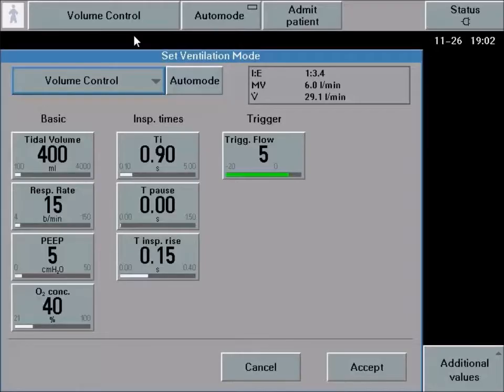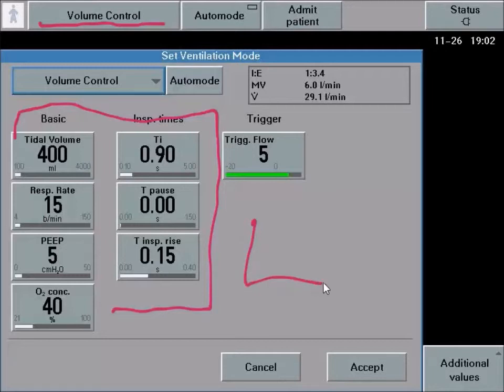My second example of a mode that uses a dual targeting scheme is the volume control mode on the Servo-i ventilator. If we look at the settings down here, there is nothing to indicate that behind the scenes it has a dual targeting scheme. Unlike the Oxylog or Draeger anesthesia systems, there's not a separate setting that tells the machine to turn the dual targeting scheme on or off. This is all behind the scenes and the operator has no control.